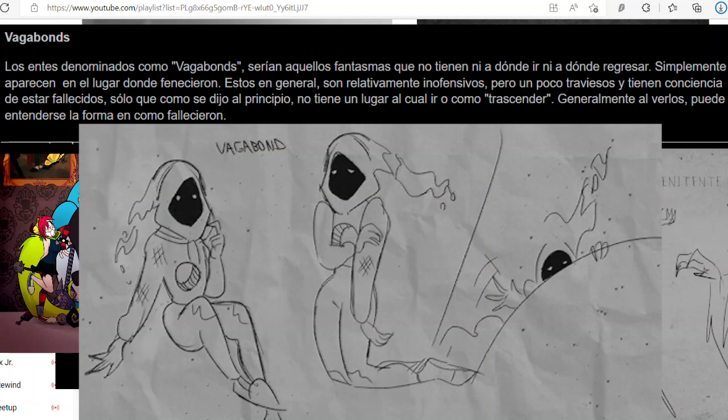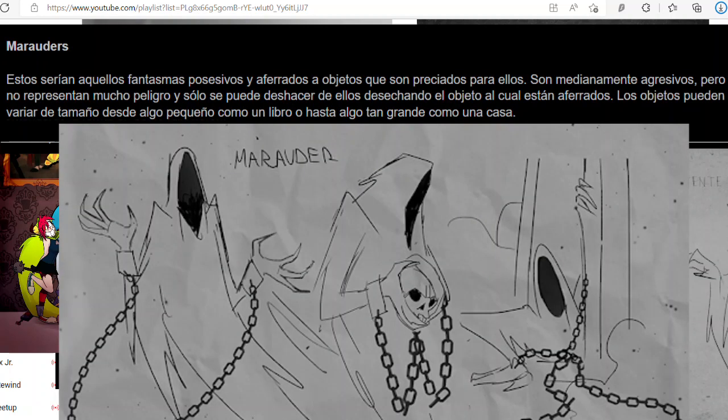Now let's go to the next type, Marauders, Type 4. This type of ghost is possessive of inanimate objects, could be something like a book or sized like a house. Of course, they are mildly dangerous. You can easily get rid of them, just get rid of the object that they are possessing. But other than that, they're what they are. They have a kind of interesting design, chained to the object they attach to. Once more, you can see the image of what I'm saying. Anyway, let's go to the next type.